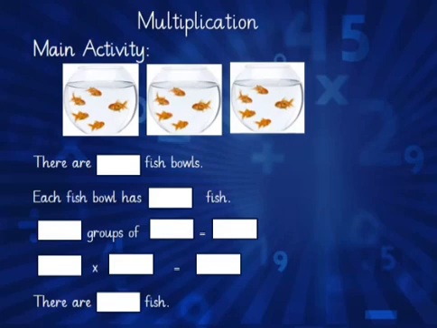Let's come up with the answers. There are 3 fish bowls. Each fish bowl has 5 fish. 3 groups of 5 is equal to 15. 3 multiplied by 5 is equal to 15. And our answering statement is, there are 15 fish. You have done a good job. Hope all of your answers are correct.